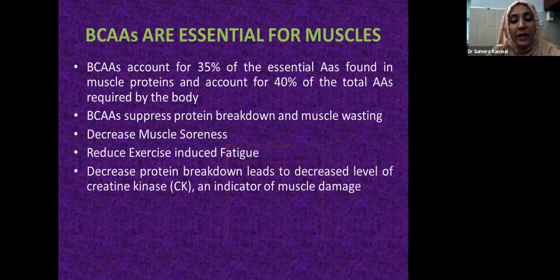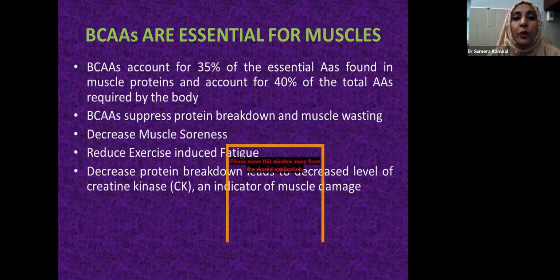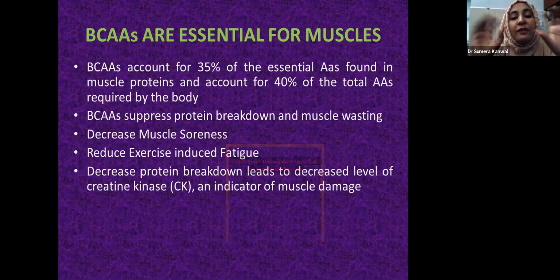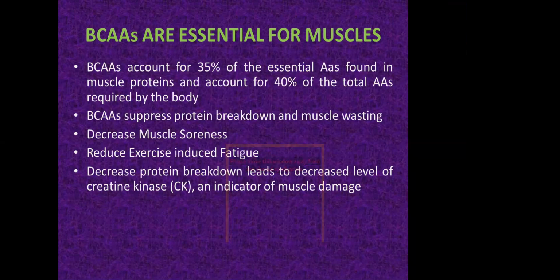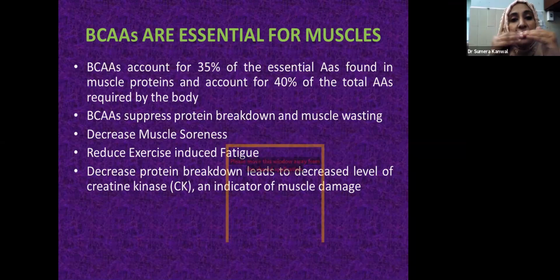They decrease protein breakdown. Basically, these branched chain amino acids enhance the synthesis of muscle proteins and decrease the breakdown of these proteins. Normally, in a normal condition, our muscle proteins are in a balanced way. This is the protein turnover: the protein breakdown and the protein synthesis are in balance. In the presence of a sufficient amount of branched chain amino acids, the synthesis of muscle protein is increased by 30%.